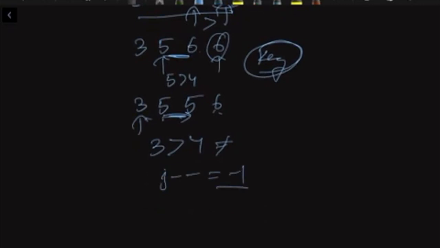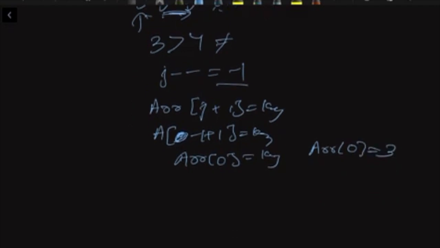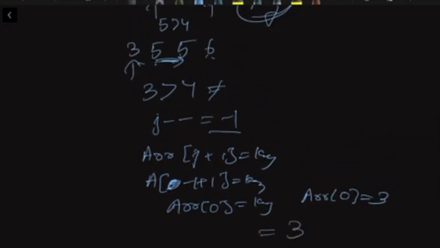So again it will go to our iteration, which will be array of j plus 1 equal to key. So array of -1 plus 1 equal to key. So array of 0 equal to key. So array of 0 will be our key. So key was 3. So it will become 3, 4, 5 and 6.